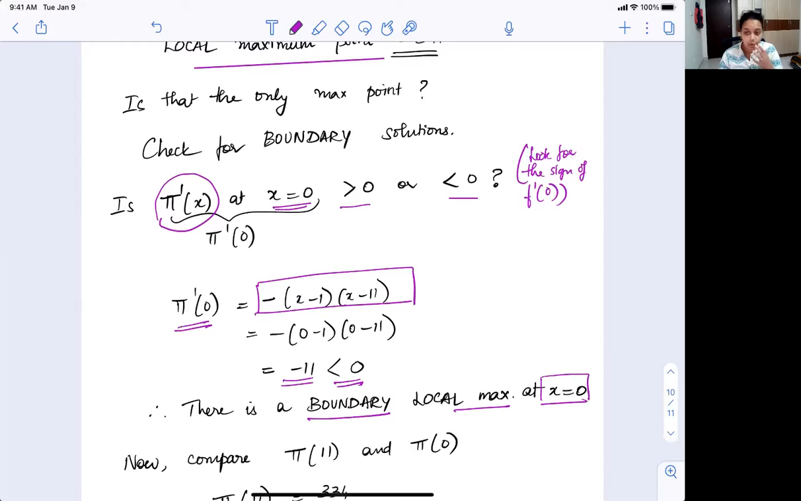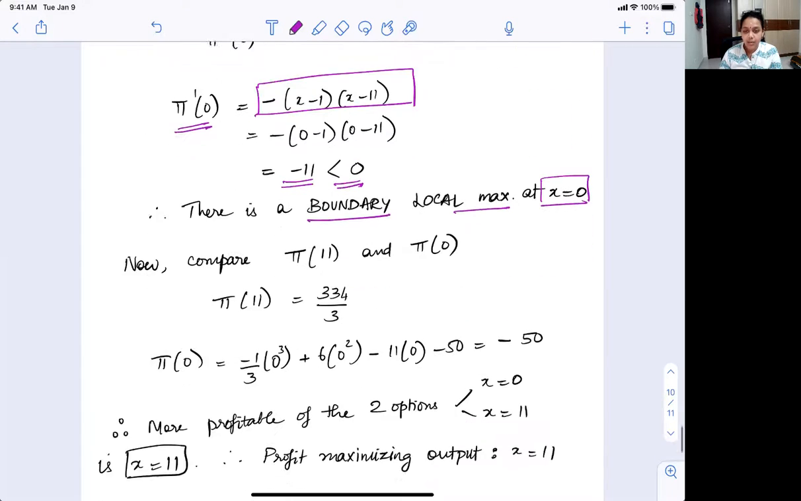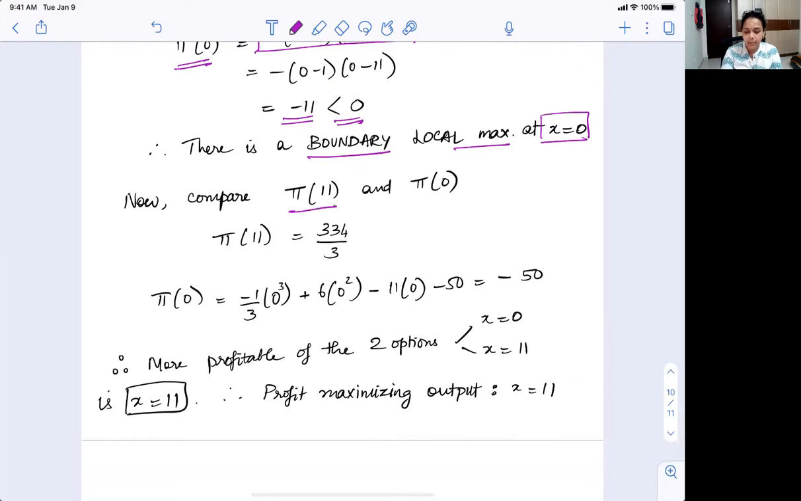Now, is that the global maximum? Which one results in higher profits? Is it x is equal to 0 or is it x is equal to 11? To do that, you compare pi of 11 and pi of 0. And you find that pi of 11 is 334 by 3, and pi of 0 is actually minus 15. How do I compute these maximum profit values? I plug these x values into my original profit function, and that tells me the corresponding profit values.